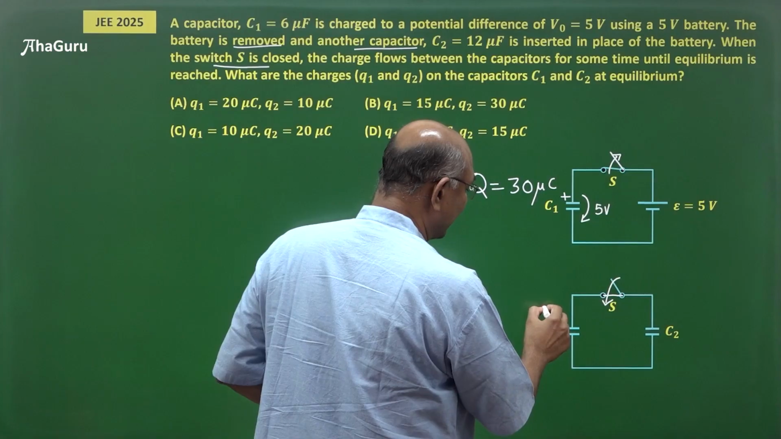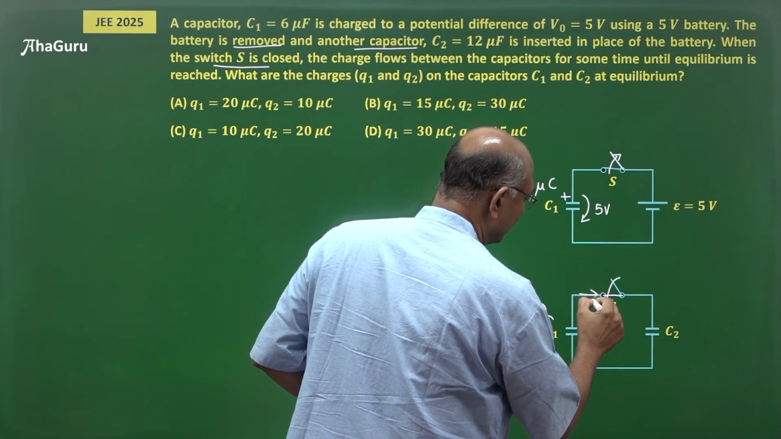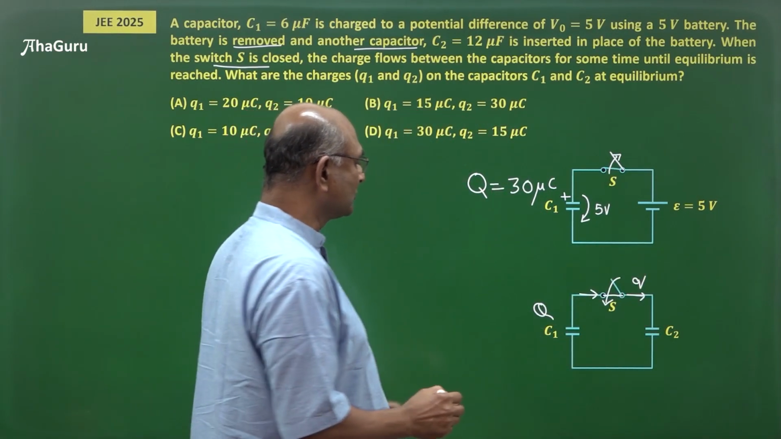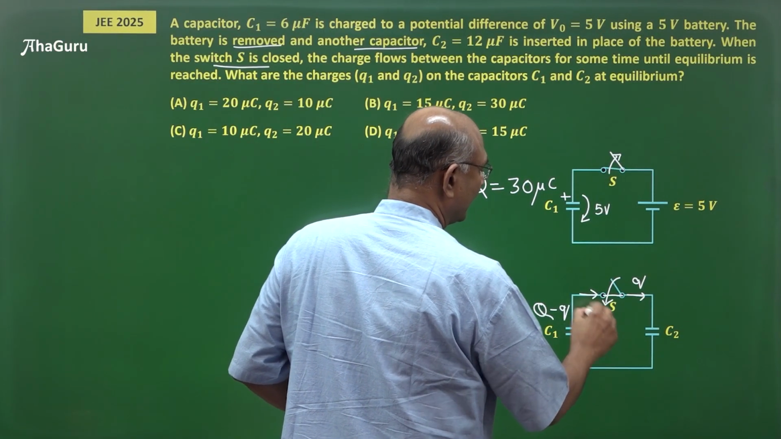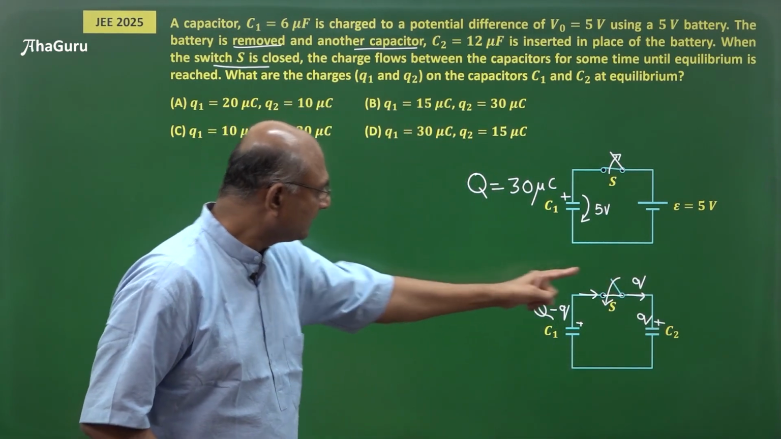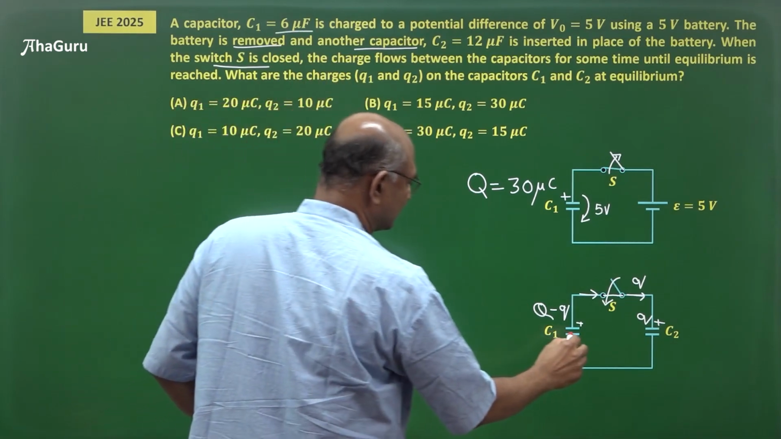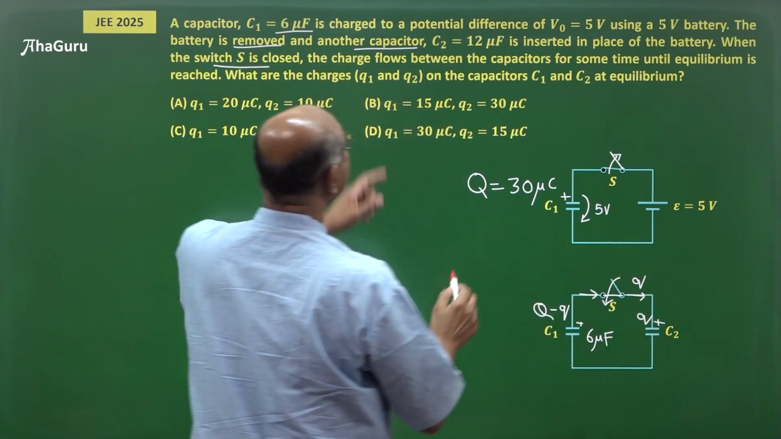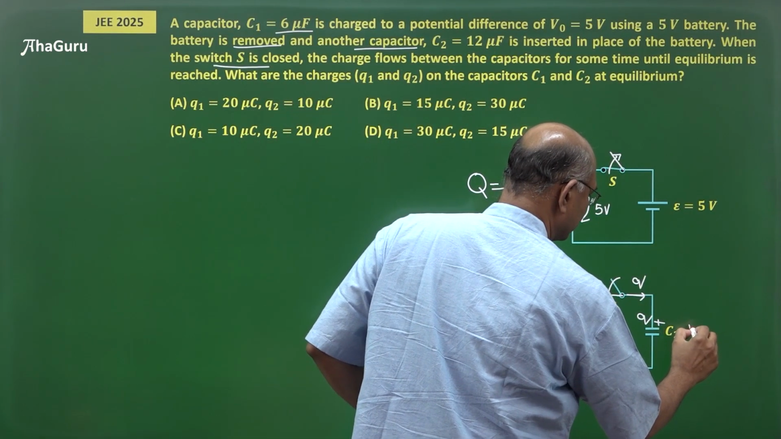So remember, this had charge Q, right? And some charge is going to now flow. It is going to go that way. How much charge? Let us say small q. Let us say small q flows out like that. So now this will become Q minus q, and that will become q. Clear? Now C1 is 6 microfarad. So 6 microfarad, let me write that here. And C2 is 12 microfarad. Notice that. That is 12 microfarad.